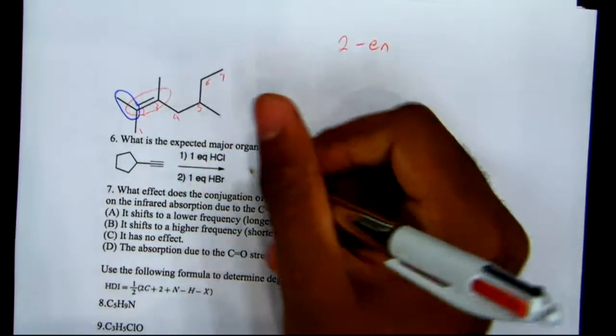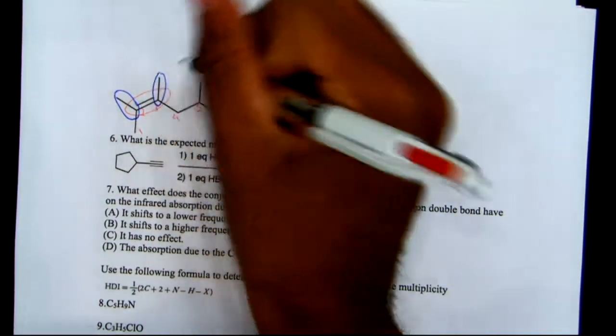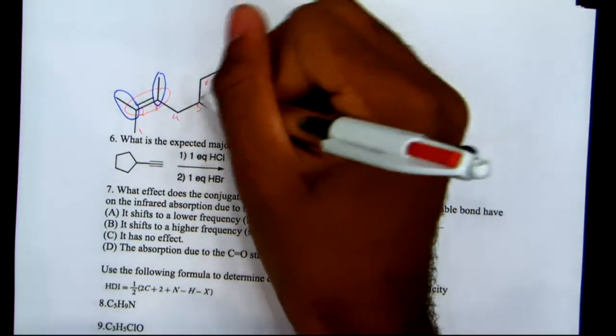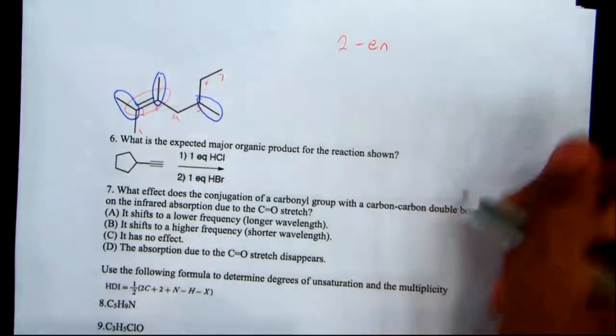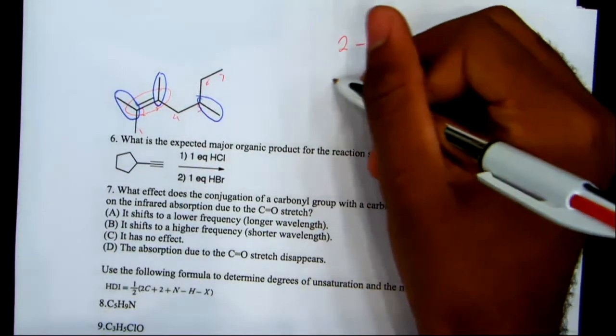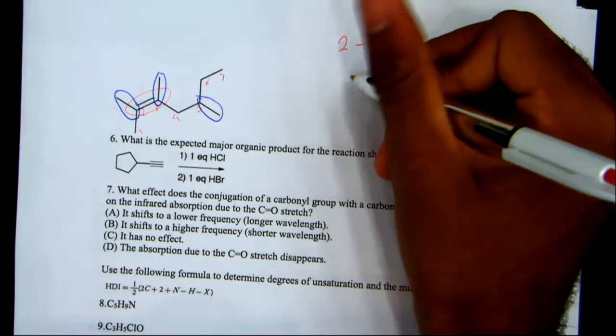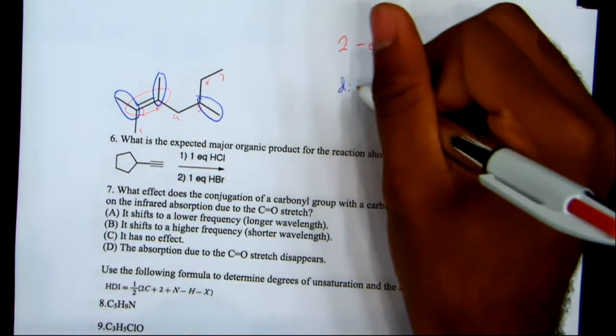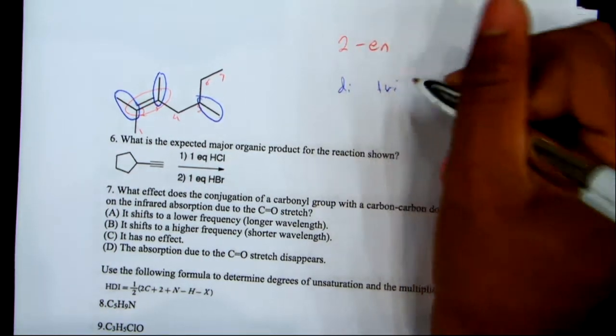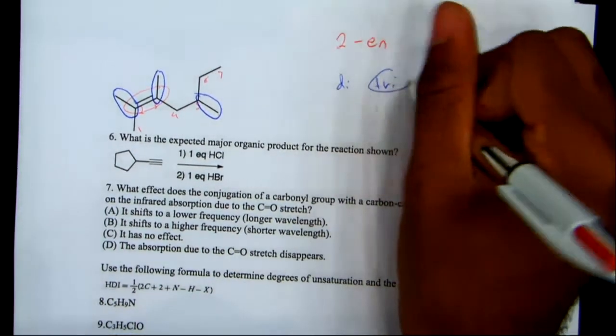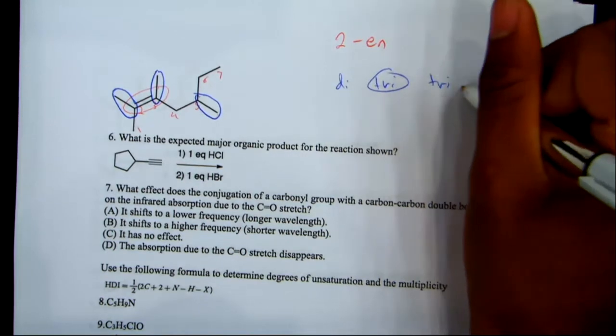At number 2, we have a methyl. At number 3, we have a methyl. And at number 5, we have a methyl. So if we only had one methyl, it would just be methyl. If we have 2 methyls, di. If we have 3, tri. So because we have 3, it's going to be trimethyl.